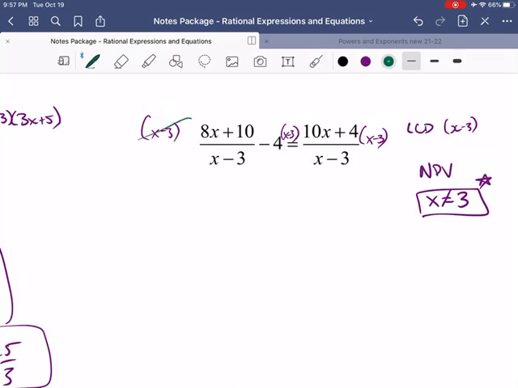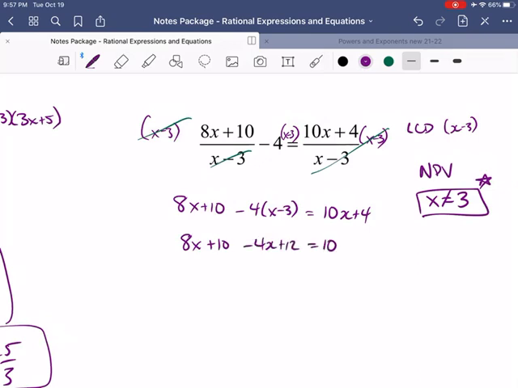Okay, and you'll notice that it actually simplifies there and simplifies there. So you're going to be left with 8x plus 10 minus 4 times x minus 3 is equal to 10x plus 4. Okay, doing all right so far. So 8x plus 10 minus 4x plus 12 is equal to 10x plus 4. Okay, let's do some collecting of like terms. So 8x minus 4x leaves me with 4x. And the positive 10 and positive 12 is 22. That equals 10x plus 4.